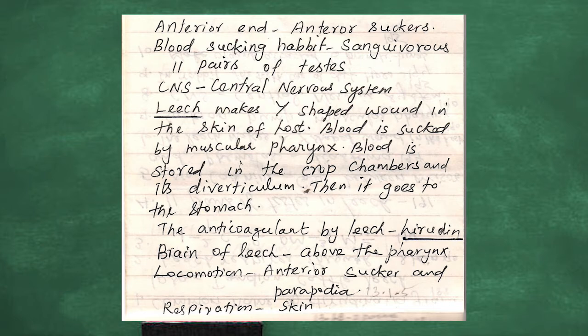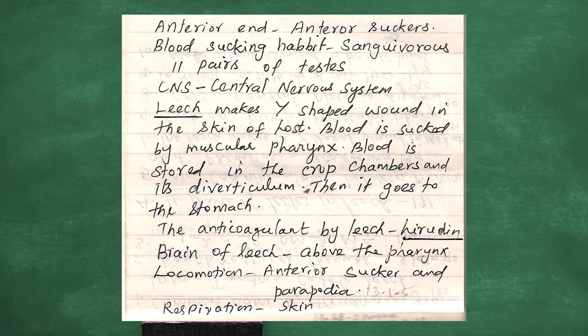Leech makes a Y-shaped wound in the skin of the host. Blood is sucked by the muscular pharynx. Blood is stored in the crop chambers and its diverticulum. Then it goes to the stomach. The anticoagulant produced by leech is called Hirudin. What is the meaning of anticoagulant? It prevents the blood clot.